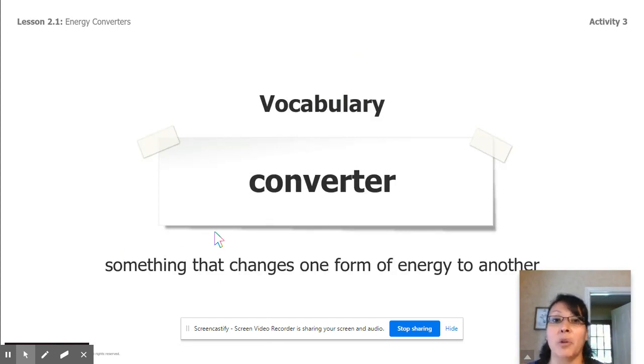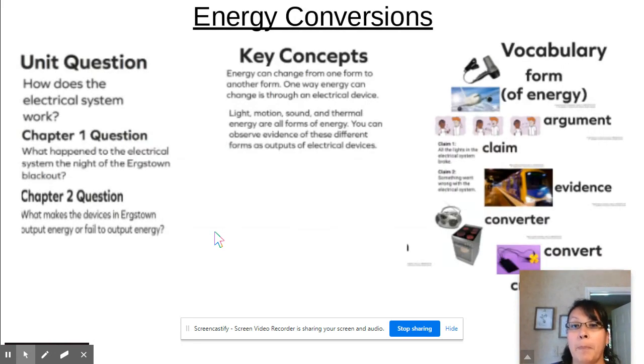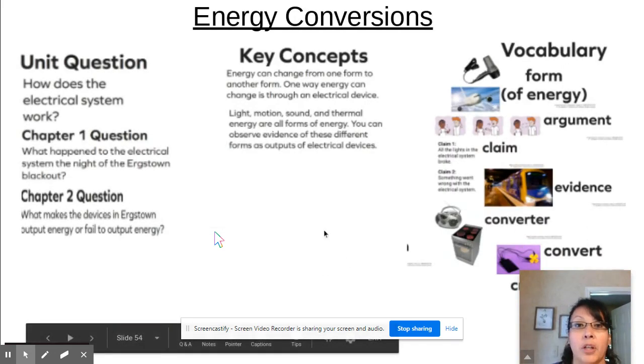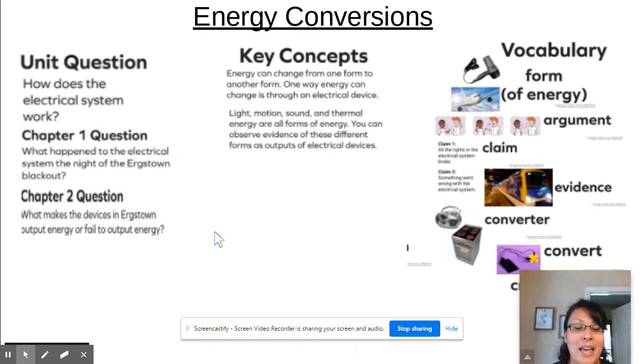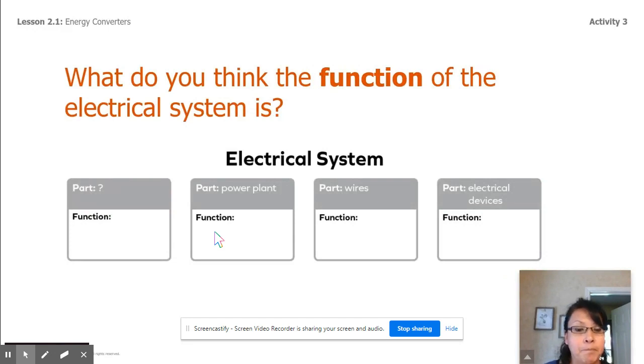We have another vocabulary word. It's converter: something that changes one form of energy to another. And I put the two words, converter and convert, on my word wall. If you want to stop the video, you can go ahead and do that too. So all the electrical devices that we have looked at convert, or change, electrical energy into other forms of energy. That's why we call them converters.